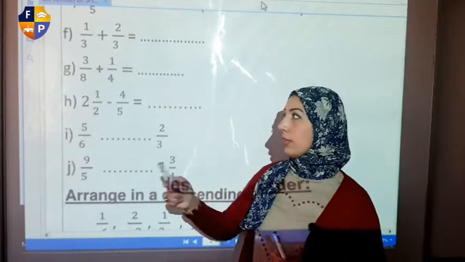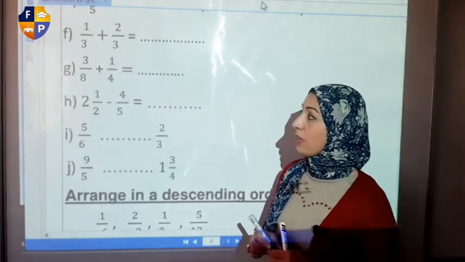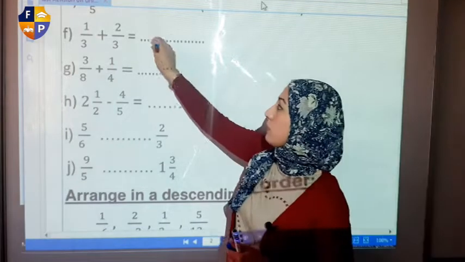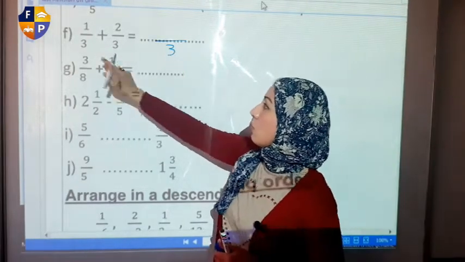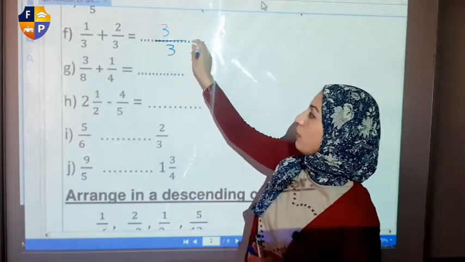Here we want to add two fractions. 1 over 3 plus 2 over 3. Here we have a common denominator. So we will write 3 in the denominator. 1 plus 2 equals 3. 3 over 3 equals 1.